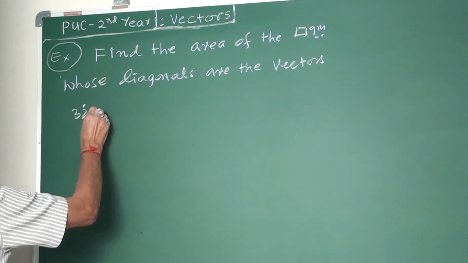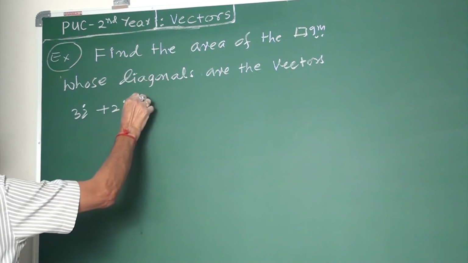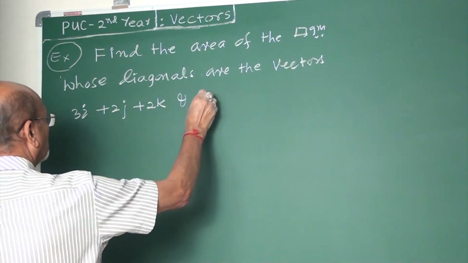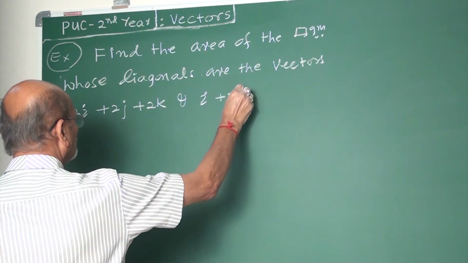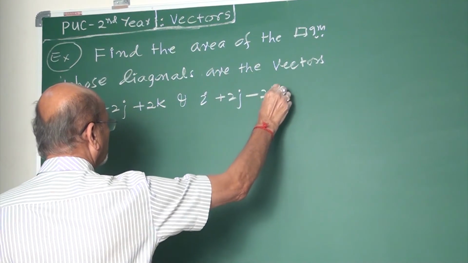3i plus 2j plus 2k and i plus 2j minus 2k. These are the diagonals.